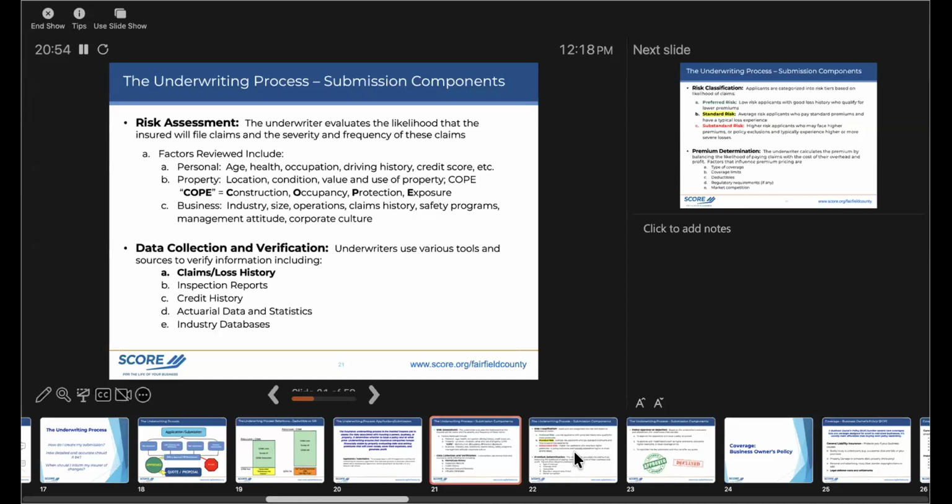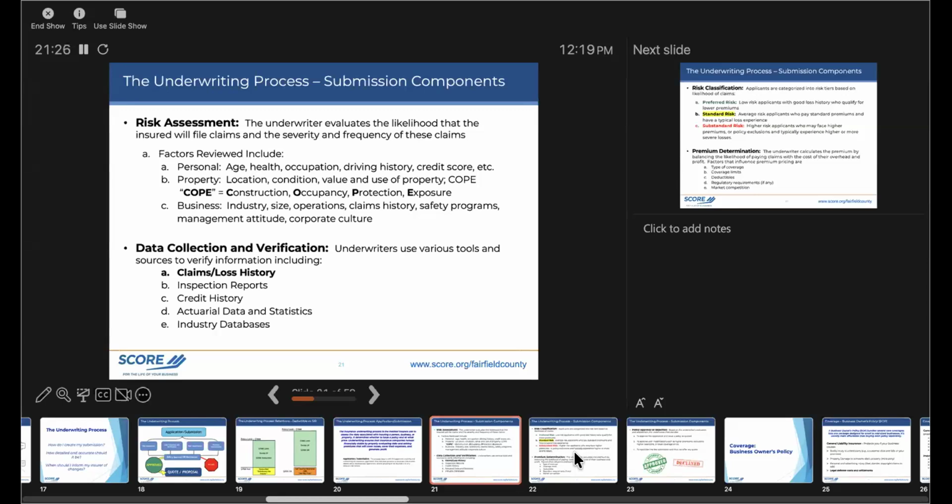Data collection and verification. Underwriters use various tools. There's a lot of information out there on the internet. Number one, claims loss history. That is primarily what underwriters use to determine how they're going to either take your risk and price it or not. So you're going to need to have accurate loss information. Where does that come from? It comes from your current and past insurance companies, and your agent and broker can help you with that.